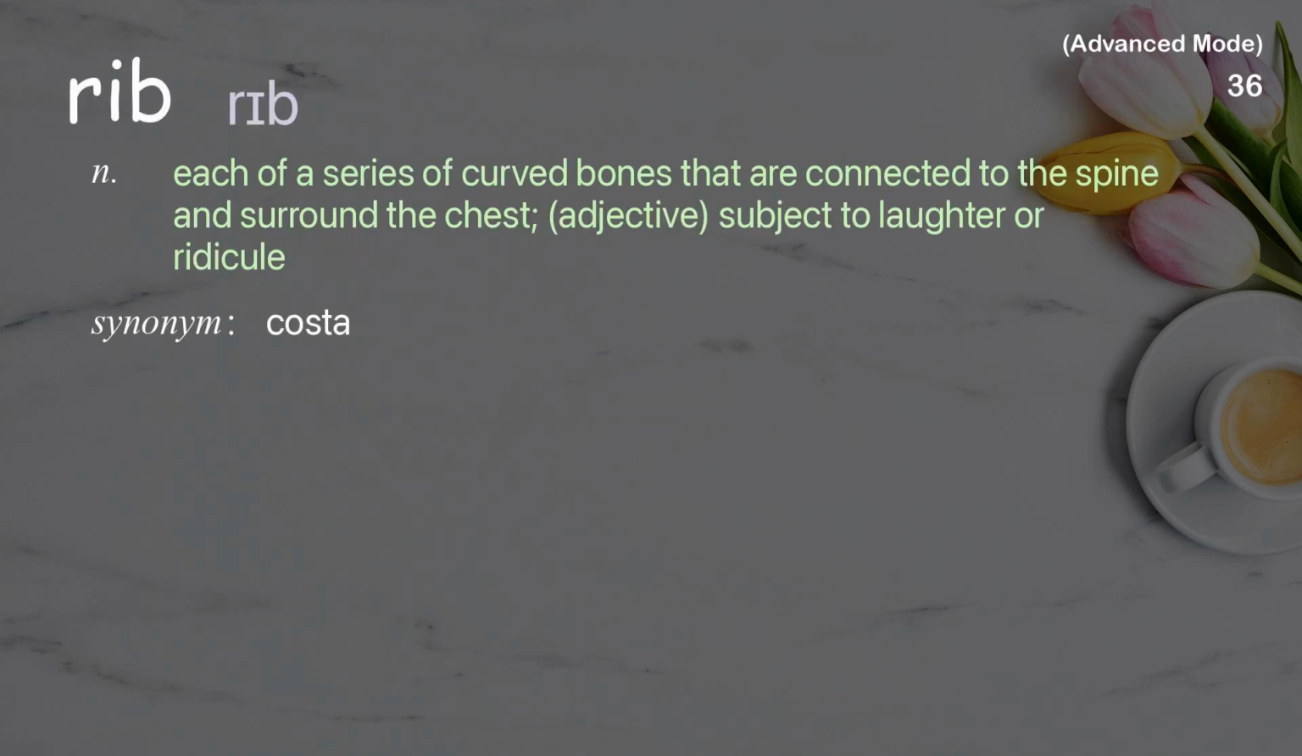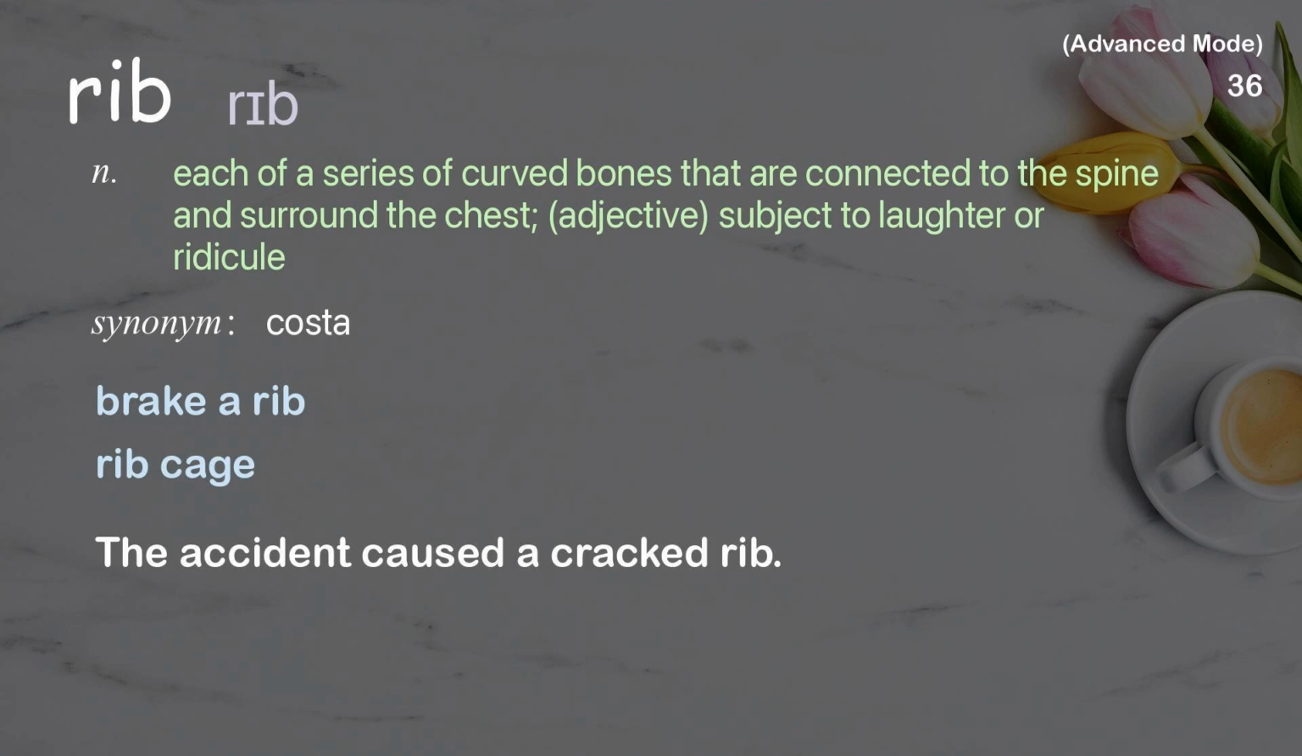Rib. Each of a series of curved bones that are connected to the spine and surround the chest; adjective, subject to laughter or ridicule. Examples: break a rib, rib cage. The accident caused a cracked rib.